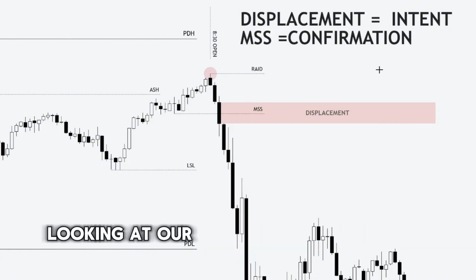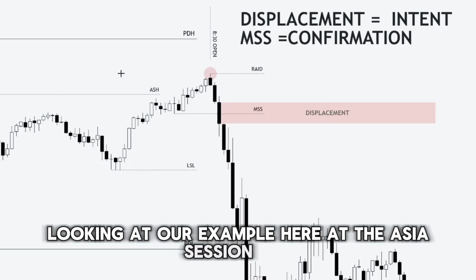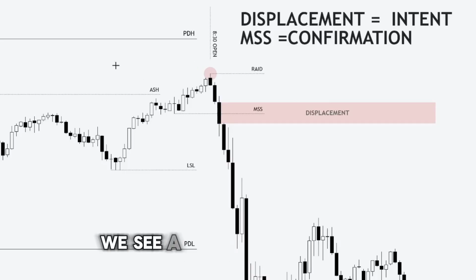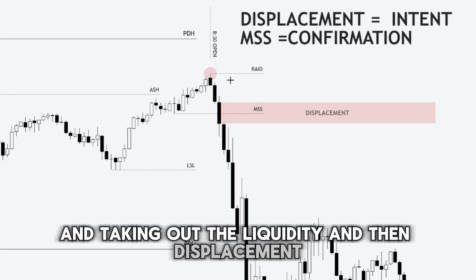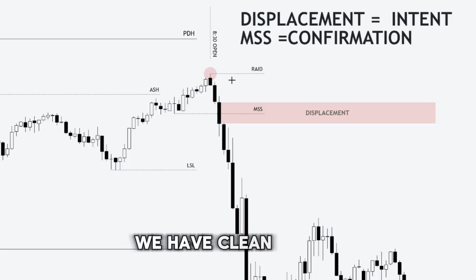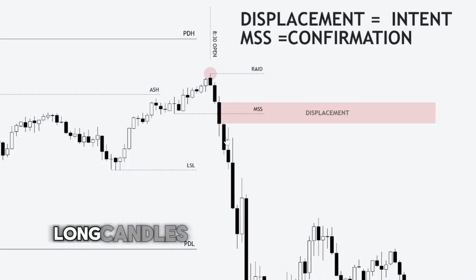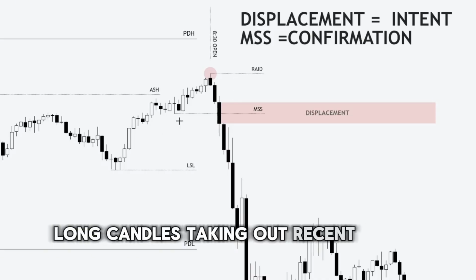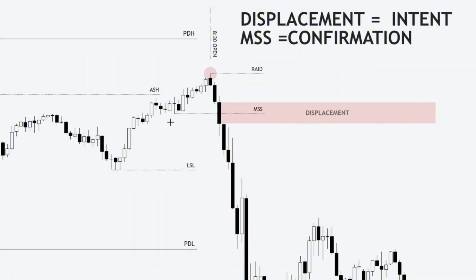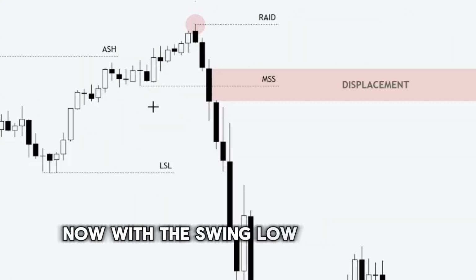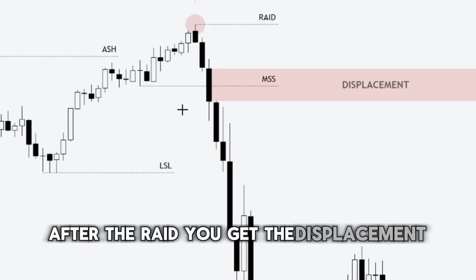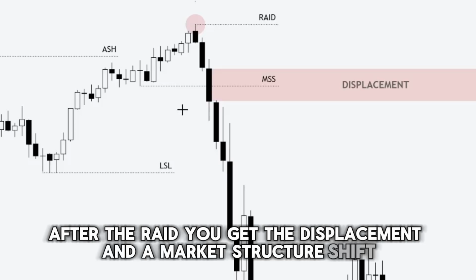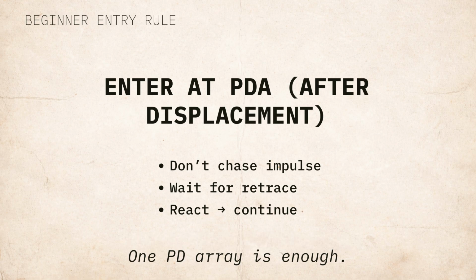Looking at our example here at the Asia session high, we see a raid above it, taking out the liquidity, and then displacement. We have clean, urgent, long candles taking out a recent swing low. Now, the swing low or swing high must come after a raid. After the raid, you get the displacement and a market structure shift, then you have direction.